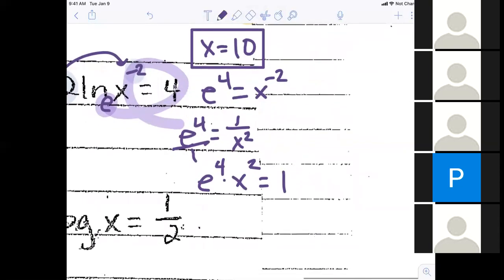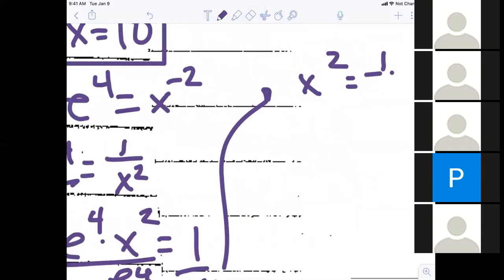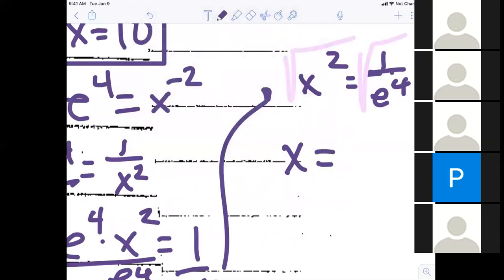Now, the last thing I want to do, or the two last things, is I got to get that x by itself. So let's divide by e to the 4th. So I've got x squared equals 1 over e to the 4th. And then my last step is to square root both sides. X equals, okay, square root of 1, oh, that's just 1. Square root of e to the 4th.